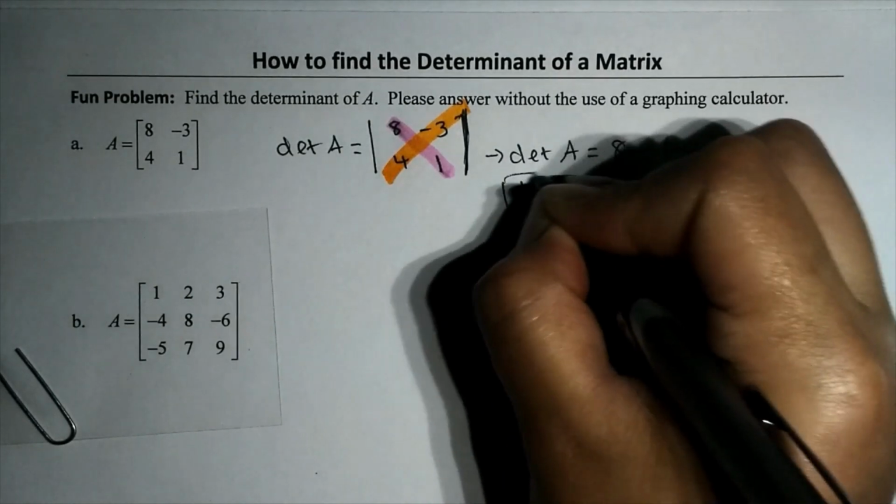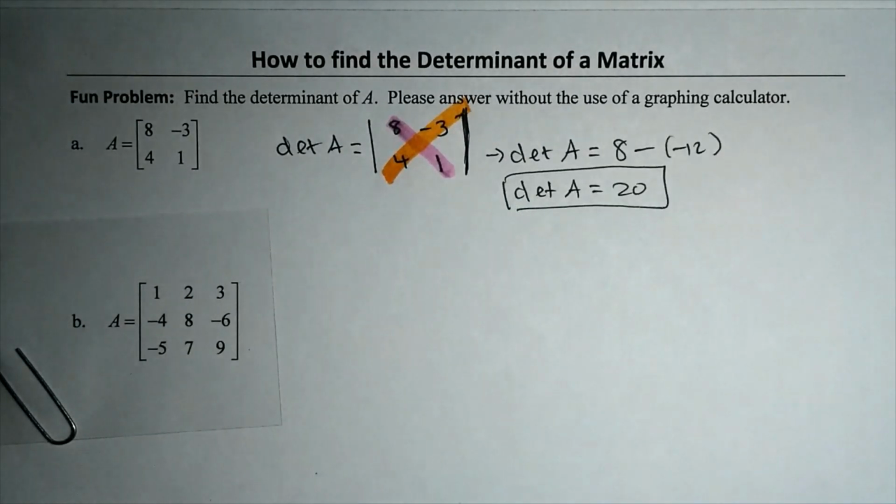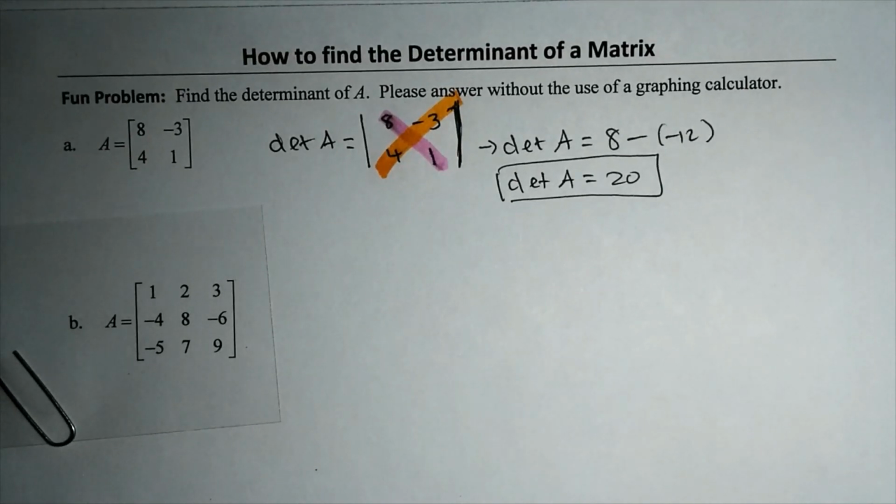So we want to tell the world the determinant of A, or the real number associated with this matrix, is given by 20. Fantastic. So now matrix B, problem B.